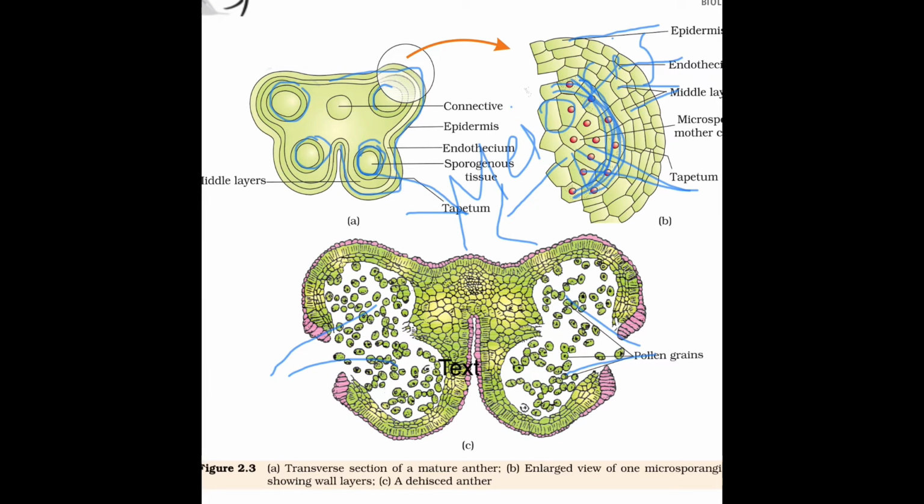What is dehiscence? When the anther matures, the anther will break from the point that is called the line of dehiscence, and the pollen grains will be released from here, and by wind or by water or by any animals, they will be released from the anther. This is called dehiscence.